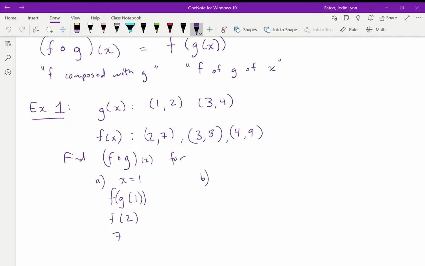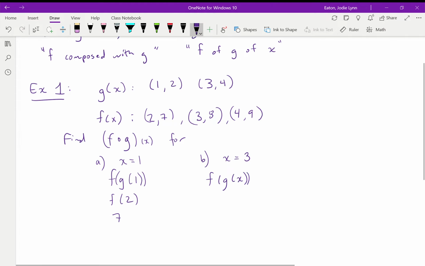Let's see what happens when x equals 3. Notice that we have to pick x values that are in the domain of g of x, otherwise we won't be able to apply g. So we have f of g of x, and we're going to do f of g of 3. g of 3 is 4, so we're taking f of 4, and f of 4 is 9.